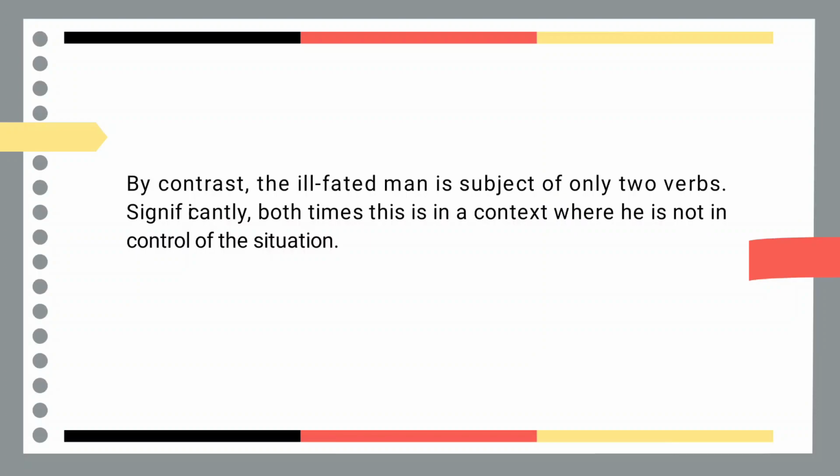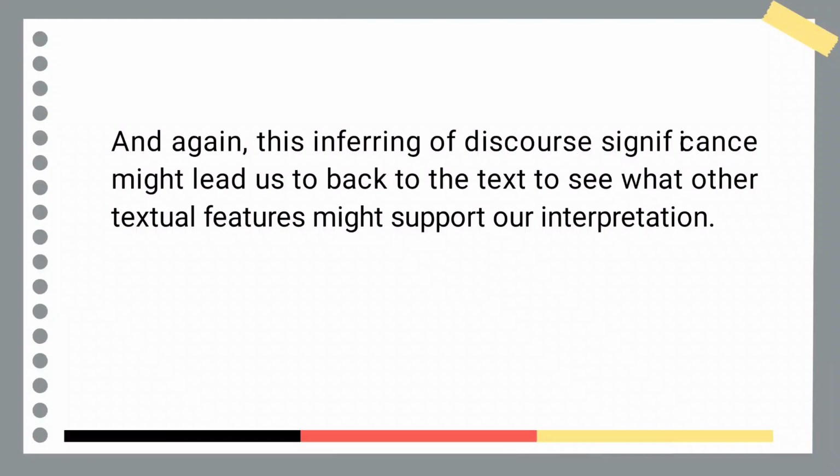So the wife also feels the same way, as she could not do anything to stop the agony of the man. And again, this inferring of discourse significance might lead us back to the text to see what other textual features might support our interpretation. So notice that the tense of verbs used in the text is the present tense. This indicates that the events in the poem are in the present and the feelings of the man are real and actual, here and now, and not in the distant past. So this gives the impression to the readers of the reality of the situation and shares the present context.